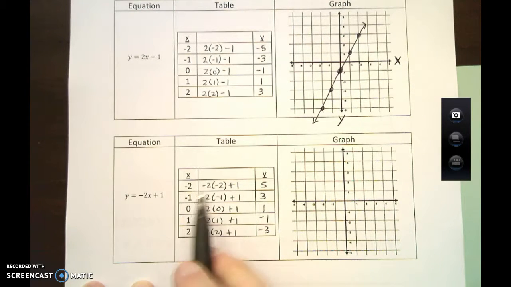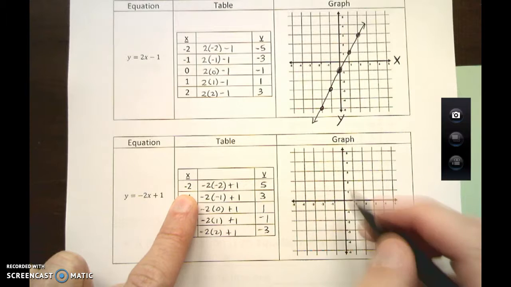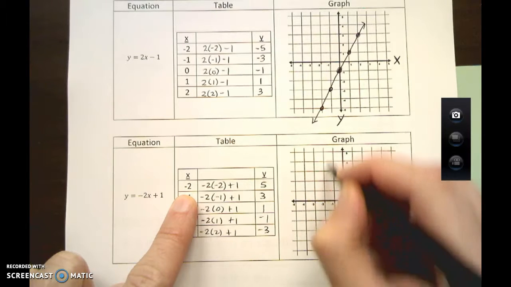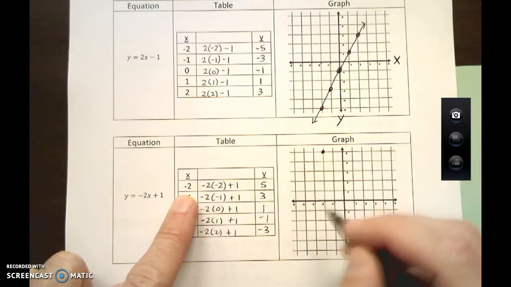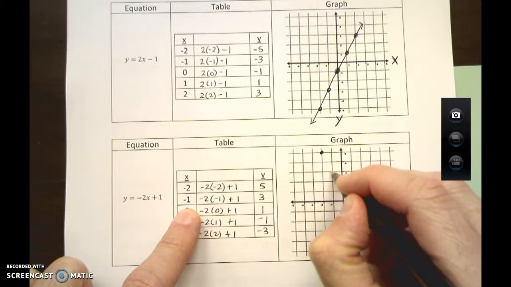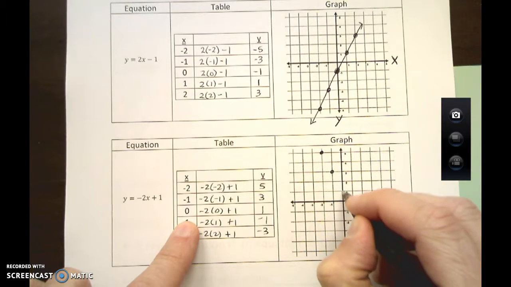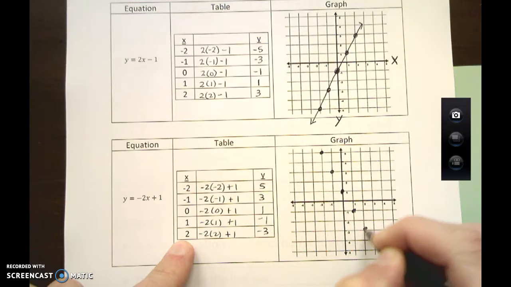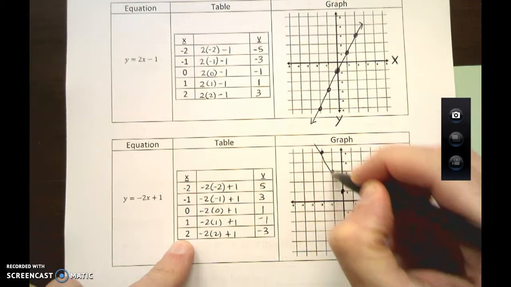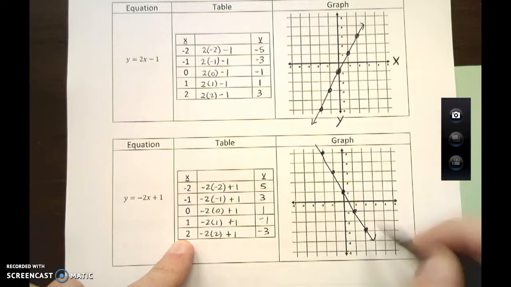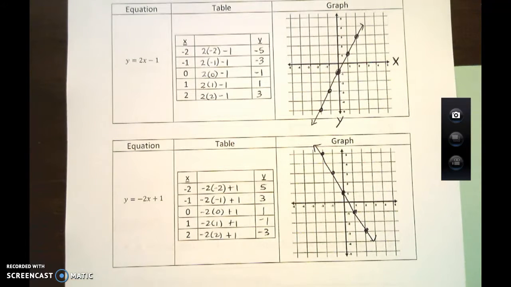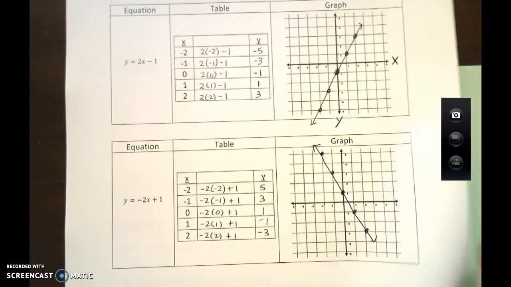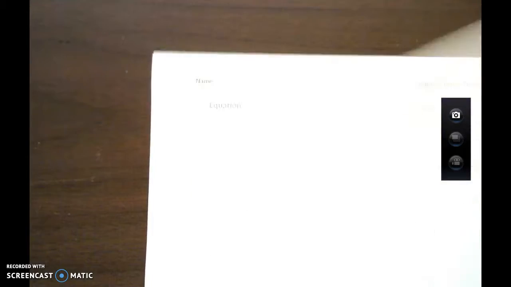Okay, so now we can take those values and graph them. So -2, 5. So I'm going to go over to -2 and then up 5. -1, 3, 0, 1, 1, -1, and 2, -3. And then again, I've got a nice line representing this equation. Let's try 2 more examples with some fractions, and then you can try some practice.